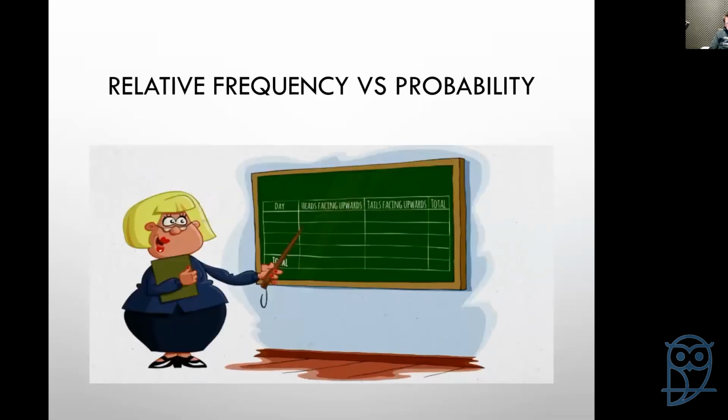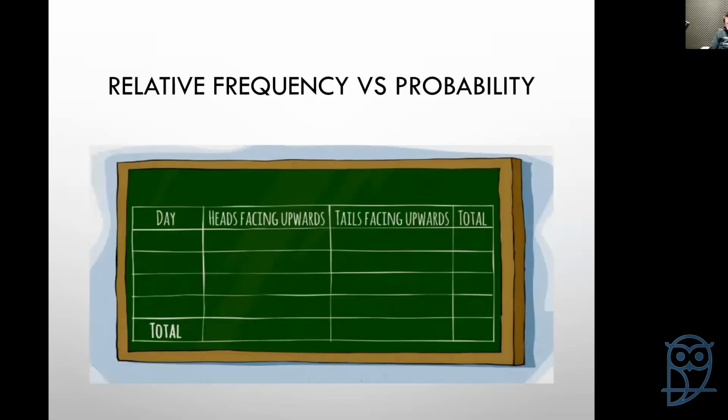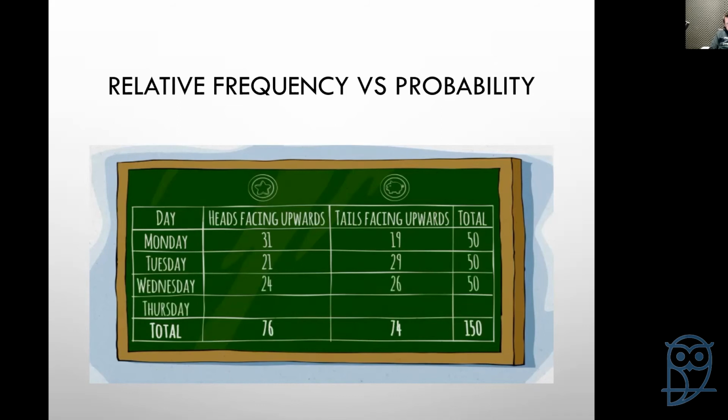On Friday, his maths teacher asked the class to draw a table to show how many heads and how many tails were recorded. Roger's results are shown in this table. On Monday, Roger flipped 31 heads facing upwards and 19 tails facing upwards. On Tuesday, 21 heads faced upwards and 29 tails faced upwards. On Wednesday, the coin landed 24 times with heads showing and 26 times with tails showing. And on Thursday, he flipped 26 heads facing upwards and 24 tails facing upwards.